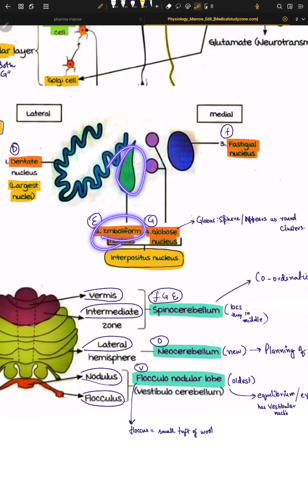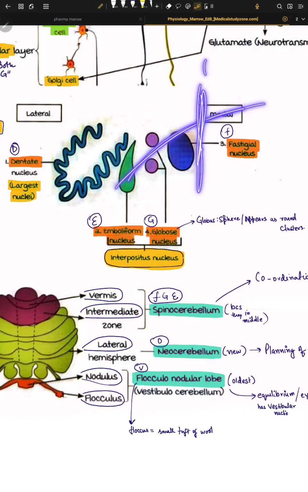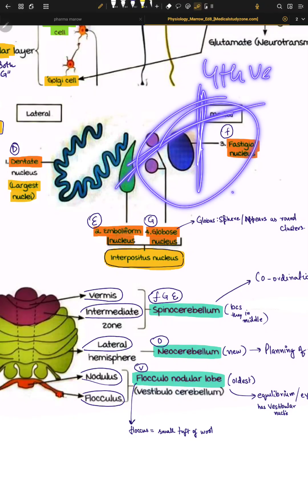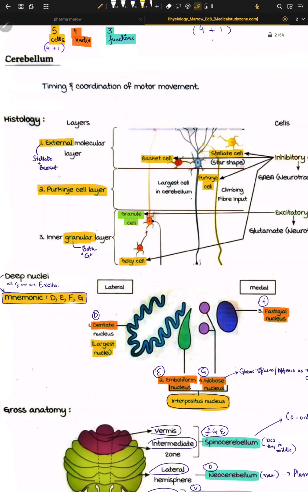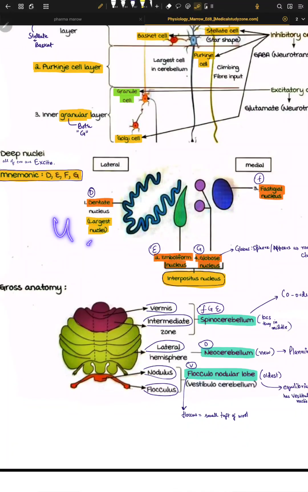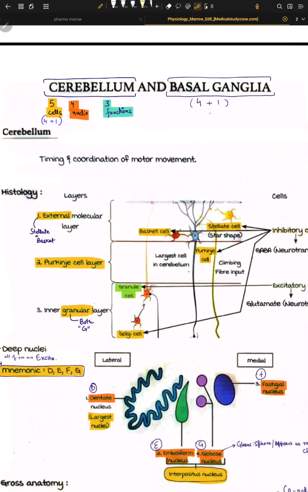Emboliform, they are embolus. Dentate, tooth-like structure, largest, very dense. Vestigial, they are on the outside, on the medial fourth ventricle midline. This is the basic definition of these nuclei. So we know 5 cells, 4 nuclei, and 3 functions. We will tell about these 3 functions soon.